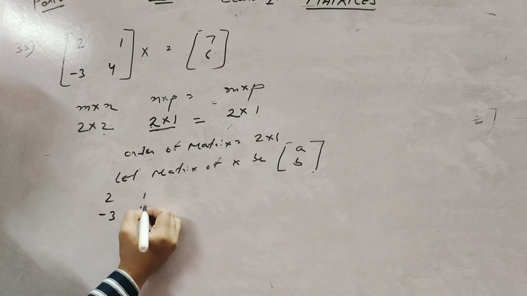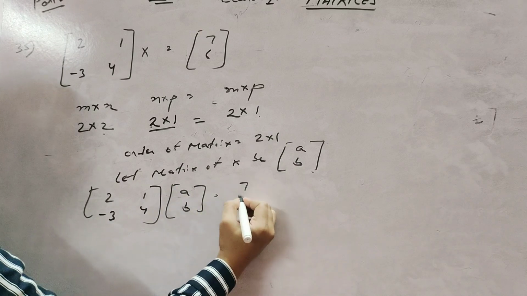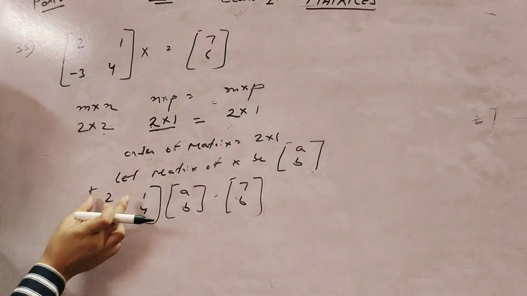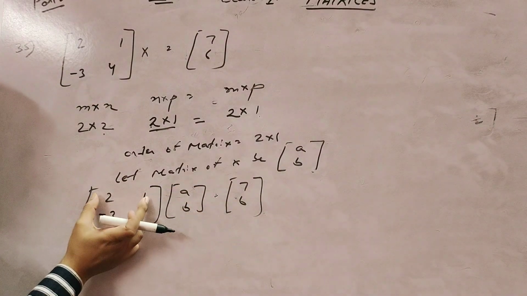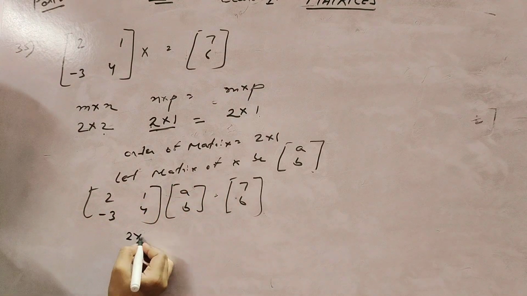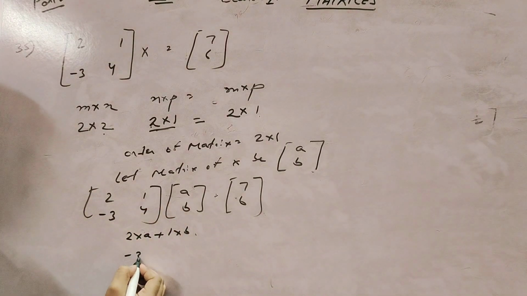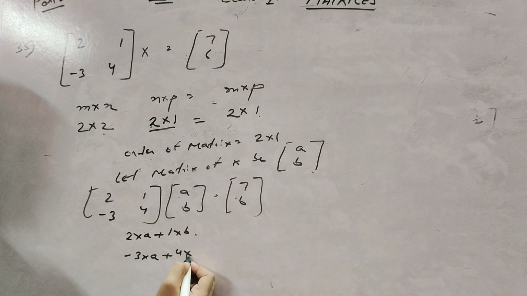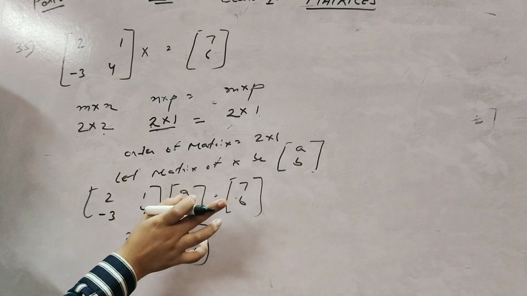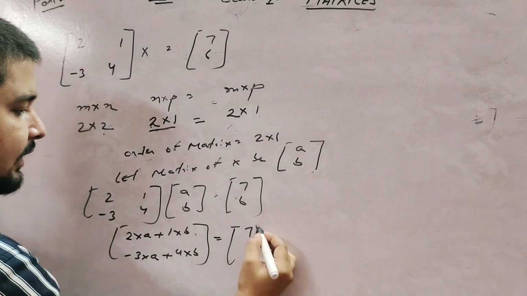2 minus 3 1 4 times A B equals 7 6. We know the multiplication process is row into column, only one row with one column because no second column is there. So 2 into A plus 1 into B, and here minus 3 into A plus 4 into B. One row, first column, and second row, first column, equals 7 and 6.